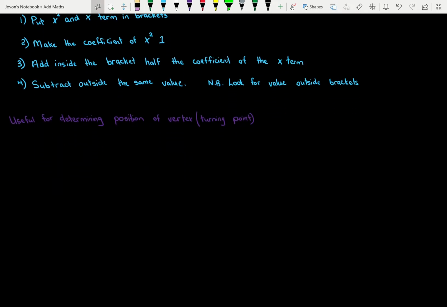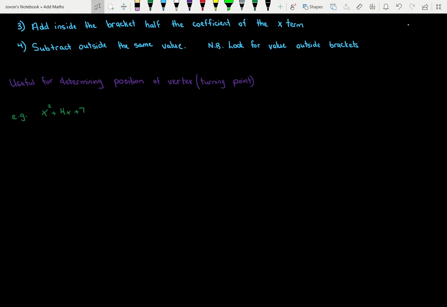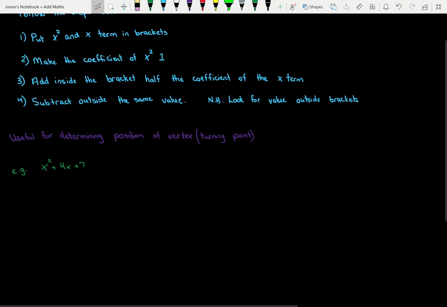Okay, so let's say we have the quadratic equation x squared plus 4x plus 7. Okay, so this is our first example, right? Again, completing the square, you can only do it with quadratics. The first step says to put x squared and the x term in brackets. So don't overthink it. All we're doing is x squared plus 4x, and we put them in brackets, and plus 7, okay? That's all we do.